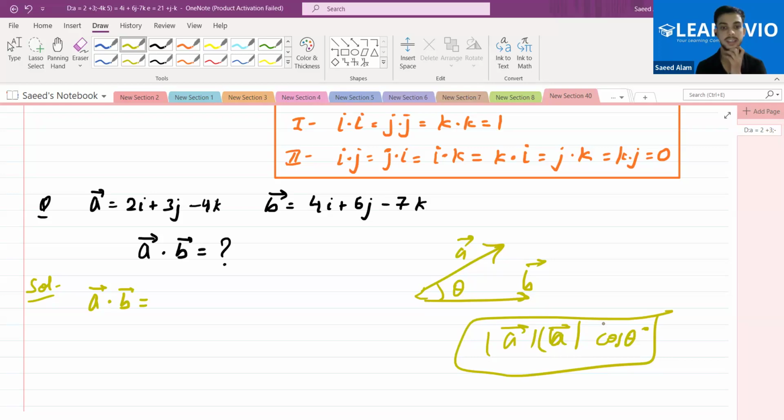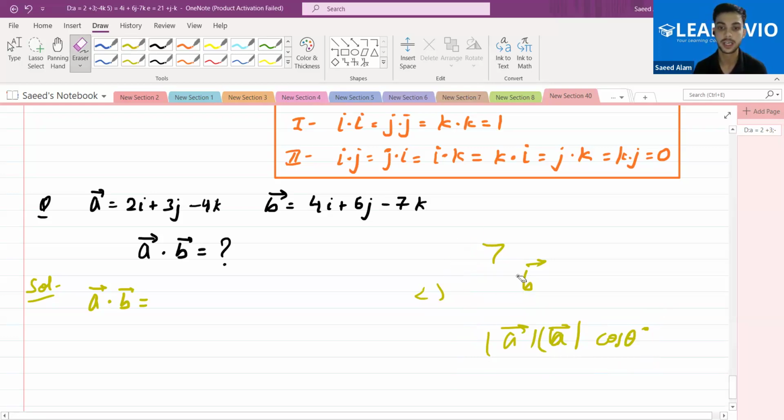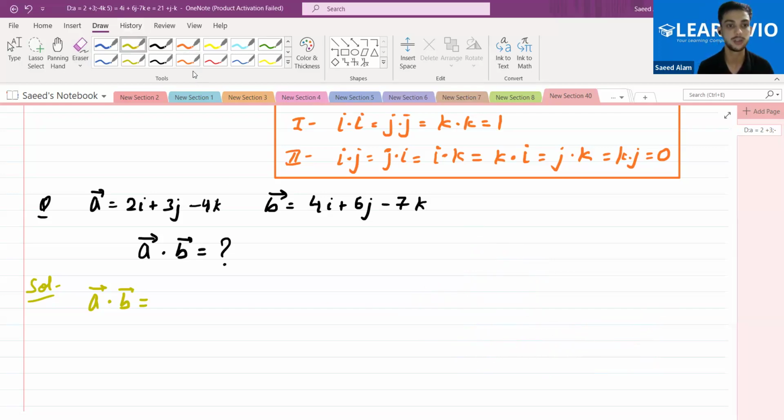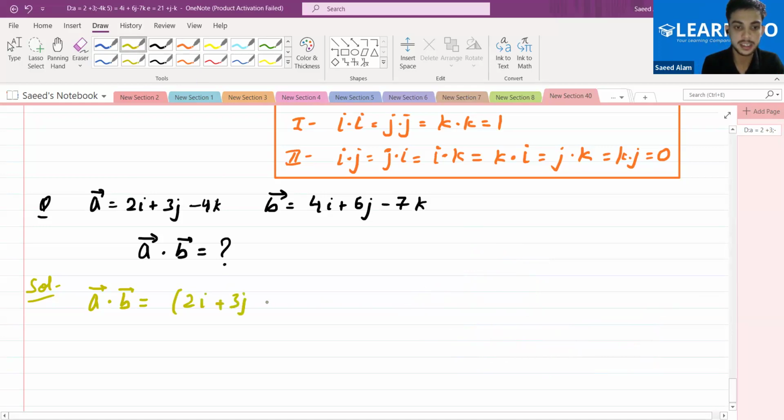Did you get that? We don't know about this theta actually. So this is the problem here, that we don't know theta, so we can't go for it. Let's see it in a somewhat different manner. It works totally mathematically. You can do it this way: 2i plus 3j minus 4k, and you have to dot it with 4i plus 6j minus 7k.